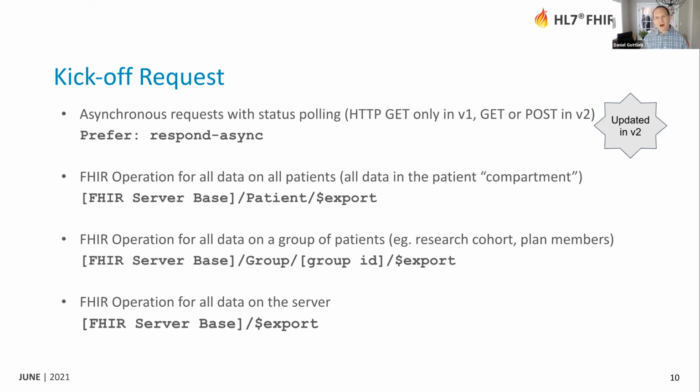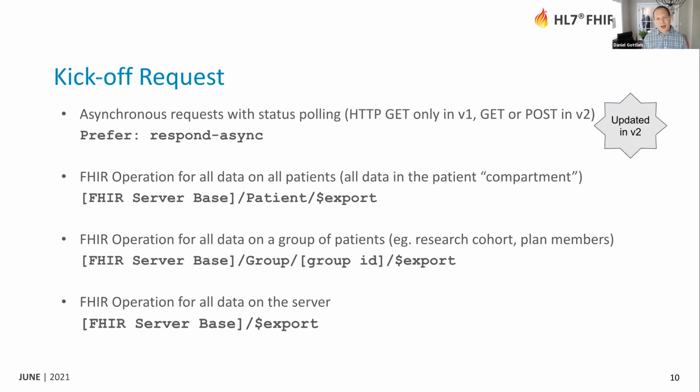There are 3 types of kickoff requests you can do with the bulk data API. The first is an export at the patient level. So this will return all data in the source system that relates to patients in that system. If you were thinking of getting all the updates from your EHR and putting them in a data warehouse, this would be the bulk data kickoff request that you would use.